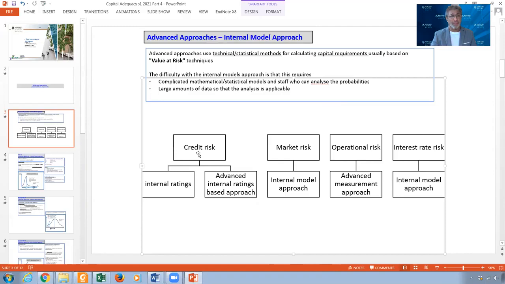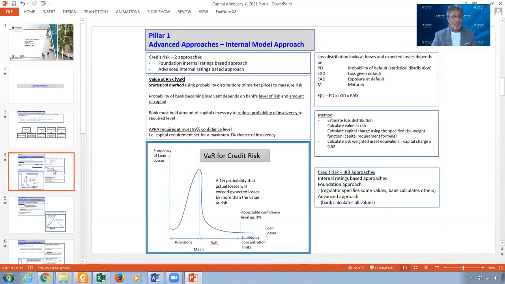So the internal model for credit risk has internal ratings. You can do internal ratings for credit risk, but the advanced approach is actually the statistical method. For market risk, you can use the internal model approach or advanced measurement approach. Both of them are using statistical methods. For operational risk, we use only the advanced measurement approach, which is statistical. For interest rate risk, we use the internal model approach. Now, just to come here, this is the advanced approach.